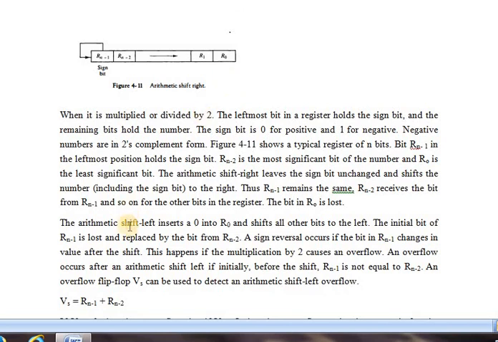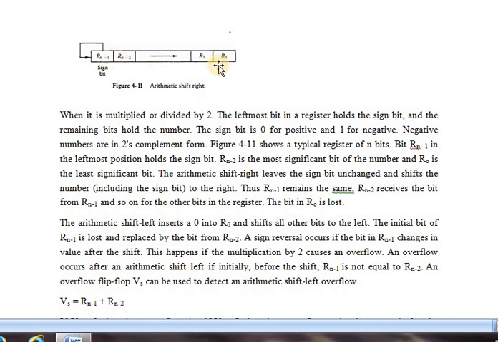The shift left inserts 0 into R0 and shifts all the bits to the left. The initial bit of Rn-1 is lost and replaced by the bit from Rn-2. So this bit will be replaced by this. The arrow mark is pointing towards this, so that it will be replaced here.